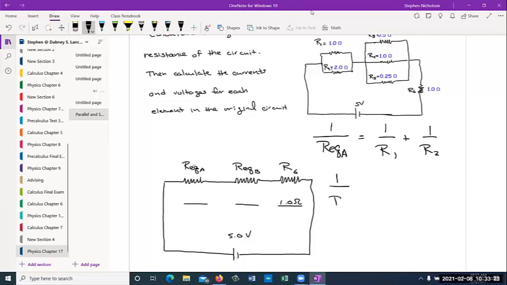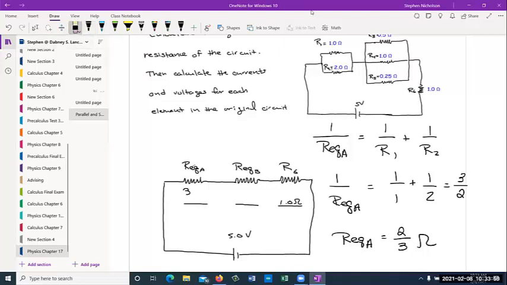So we get 1 over the equivalent resistance A is 1 over 1 ohm plus 1 over 2. So you add those together, you're going to get 3/2. So to get the equivalent resistance A, then you have to take the reciprocal of this, because 1 over this is that. So the answer is 2/3, and the units are ohms. So we can replace these two parallel resistors with one resistor, which is going to be 2/3 ohms.